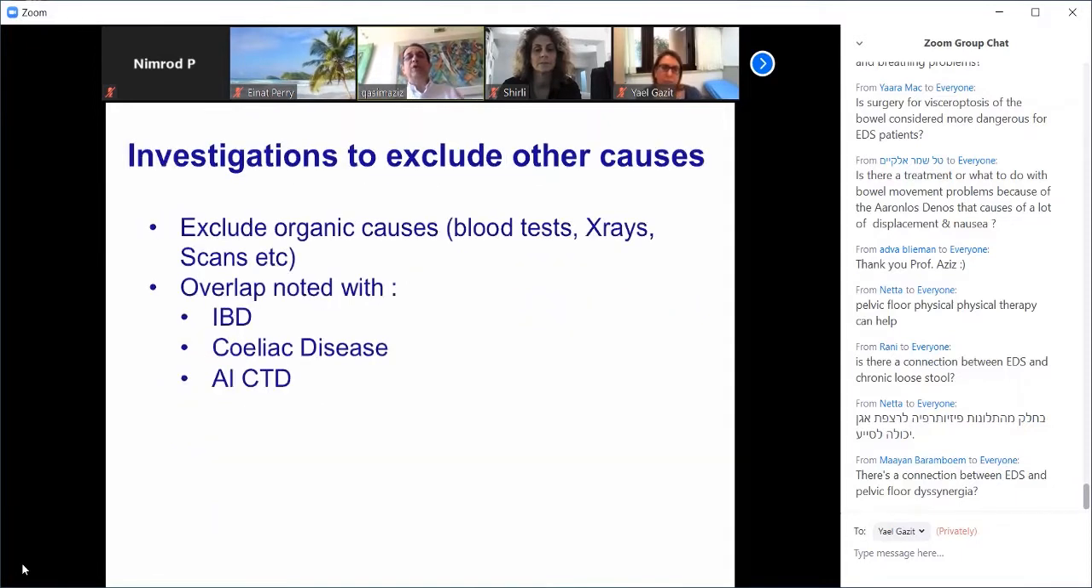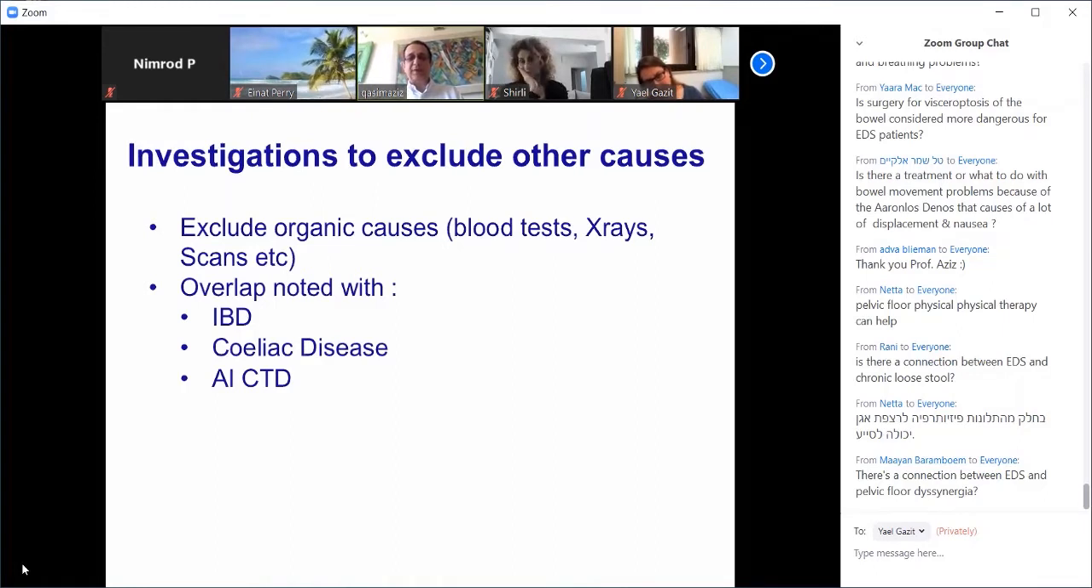The first step is really to exclude any other organic condition that may be present in our patients, because it has been noted that patients with EDS sometimes can have inflammatory bowel disease like ulcerative colitis and Crohn's disease, or celiac disease, or an autoimmune connective tissue disorder like lupus or rheumatoid arthritis and so on. So one needs to do a basic screen to make sure we're not missing anything.